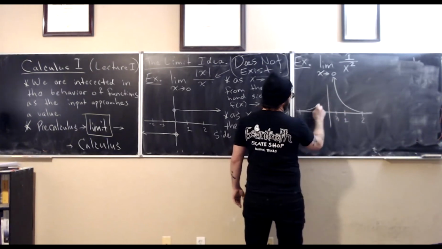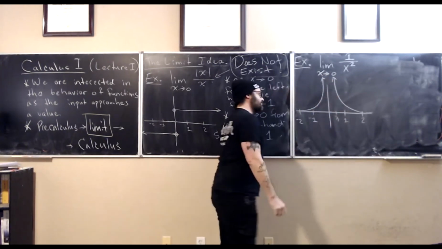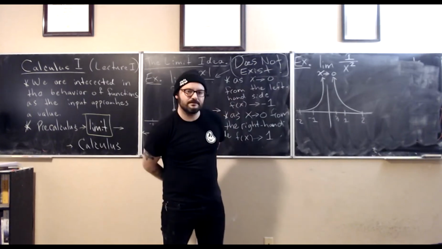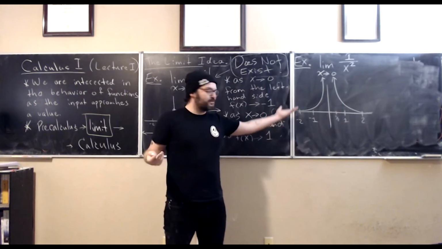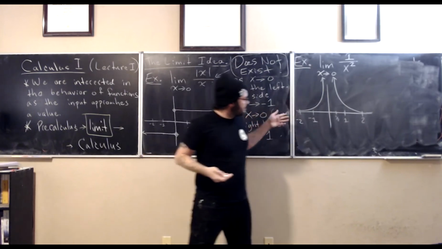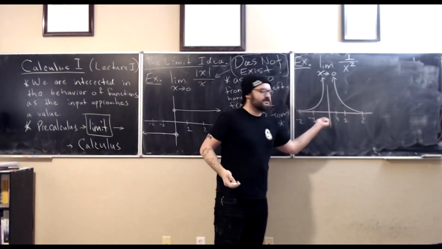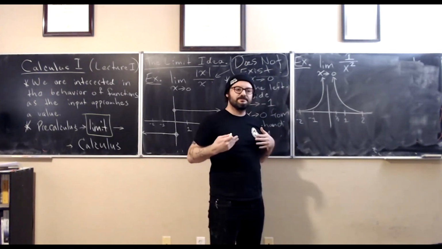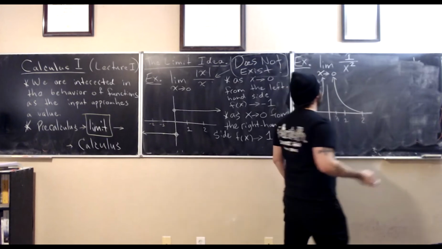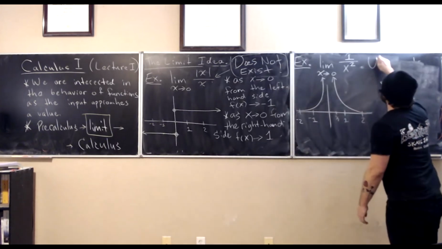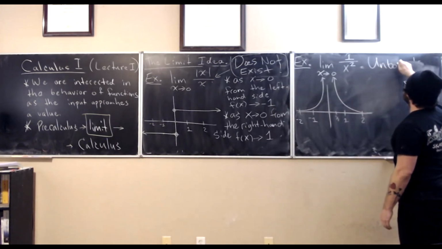It's symmetric about the y-axis. So there is no number, right? If we go to x equals 0 from this way or this way, where is it going? It's going to infinity. So we'd say that this is unbounded.